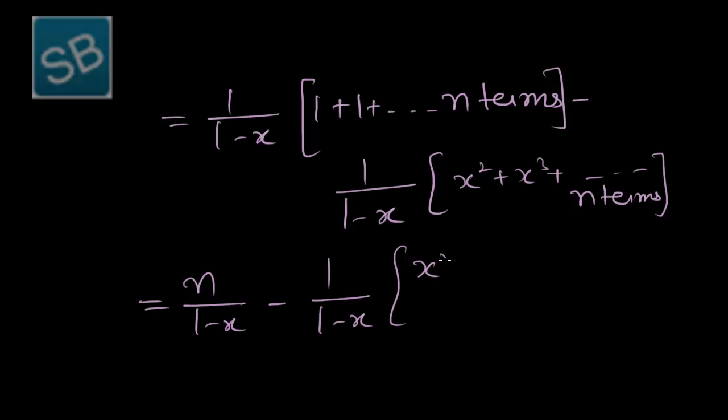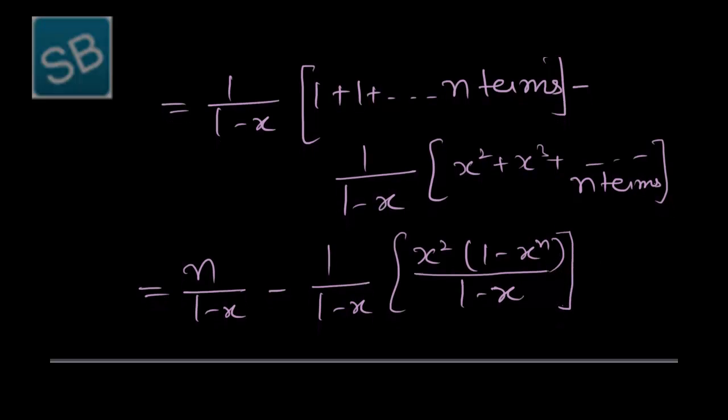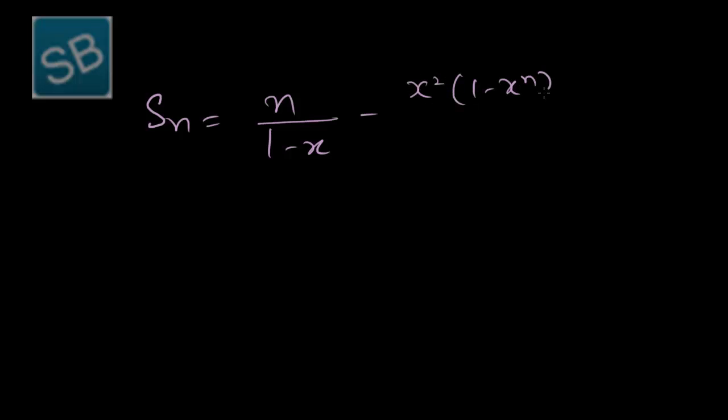So its sum is a times (1 minus r raised to power n) over 1 minus r, as r is not equal to 1. So this is the sum of a GP series. So we get Sn is equal to n over 1 minus x minus x square times (1 minus x raised to power n) over (1 minus x) into (1 minus x), that is 1 minus x whole square. So this is the sum of the given series.